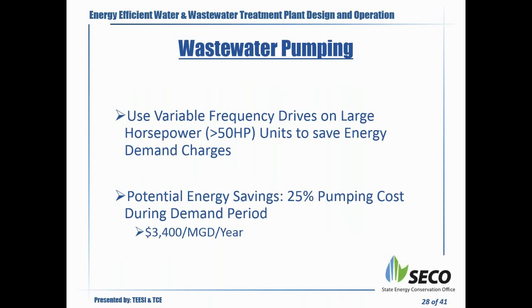In wastewater pumping, often we recommend using VFDs. You could utilize a VFD in lieu of a soft start mechanism, which would reduce your demand startup amperage whenever a pump turns on and off. You can keep it running at a lesser motor speed and pump less water and pace your flow to your plant's capacity. We found that your potential energy savings are approximately 25% of your pumping cost during a demand period, and we've calculated you could save approximately $3,400 per MGD per year if you do this.